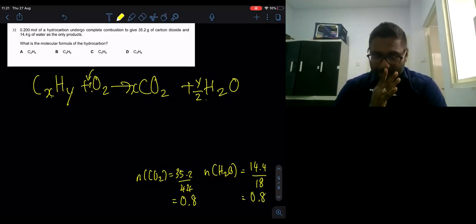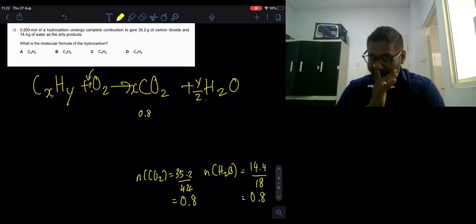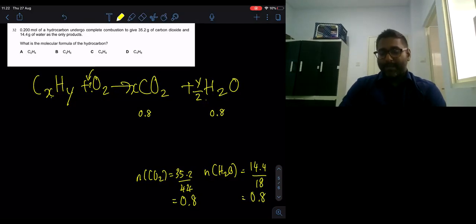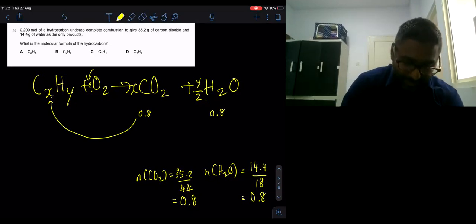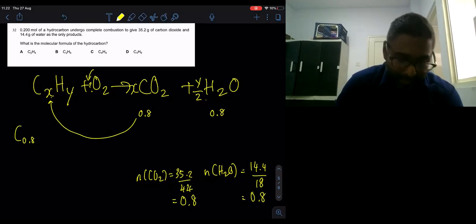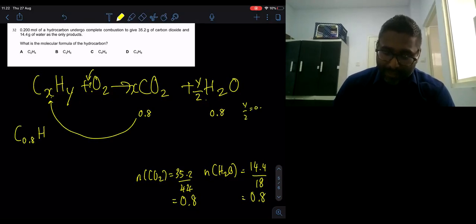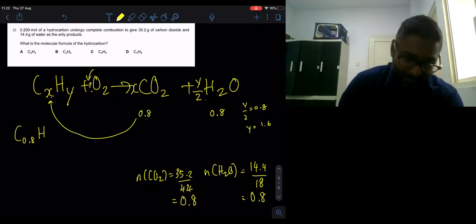So now I know that if you have 0.8 moles here, and if you have 0.8 moles here, you try to relate to X. If this one is 0.8, it means X carbon will be something like 0.8. How about Y? Y over 2 is 0.8. Y is what? 1.6. So what do I have over here?